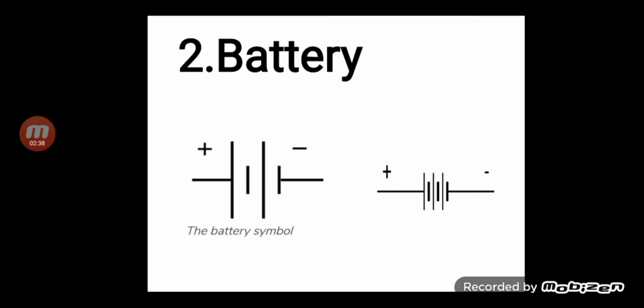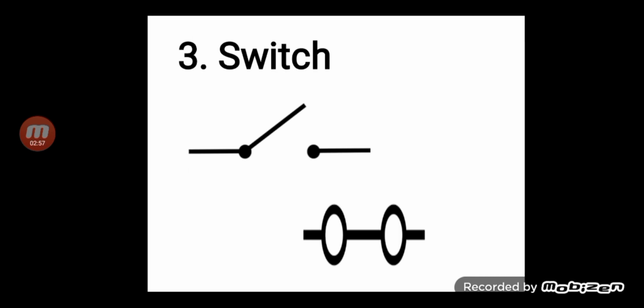Make sure that the terminals are opposite to each other. They must be unlike terminals. Like terminals should not be adjacent. There must be a positive terminal, then a negative terminal, then a positive terminal, and then a negative terminal. So this is the battery in front of you. Then we have a switch. The first one is the open switch, and below that is the close switch symbol in front of you.